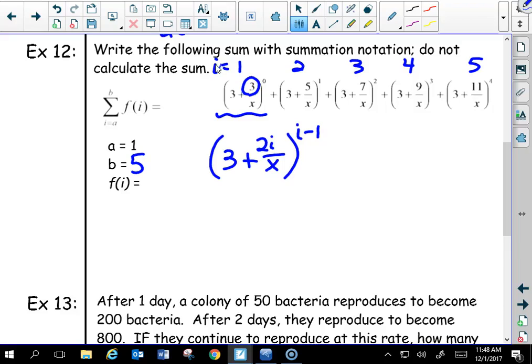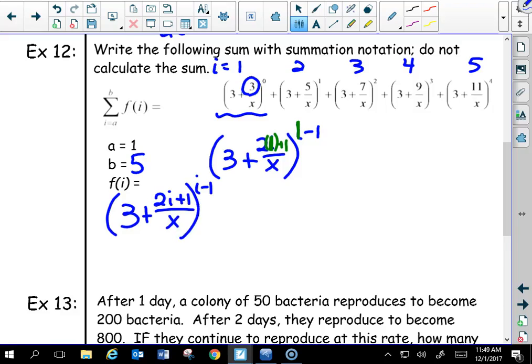So with i equals 1, I'm going to get a 1 here. That's going to give me a 0. I'm going to have a 1 here. I have 2 times 1, which is 2. To get the 3, I would have to add 1. So I'm pretty sure the pattern is 3 plus 2i plus 1 all over x to the i minus 1.